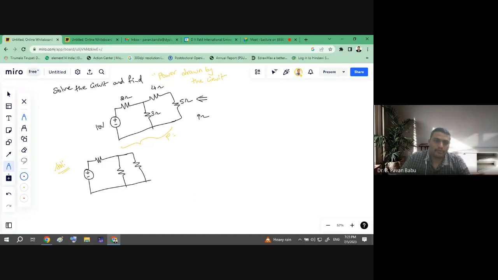Okay, so this is 2 ohms, this is 10 volts, this is 3 ohms. So then the resultant is 9 ohms. And again, these two resistors are connected in parallel. So then what is the equivalent? 9 into 3 by 9 plus 3, 27 by 12. Okay, so let's see what is the value. 27 by 12, 2.25 ohms.